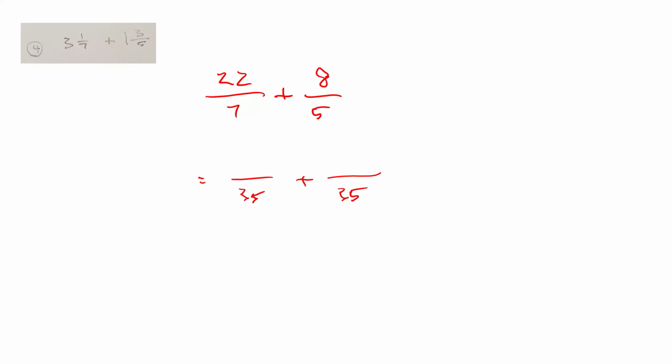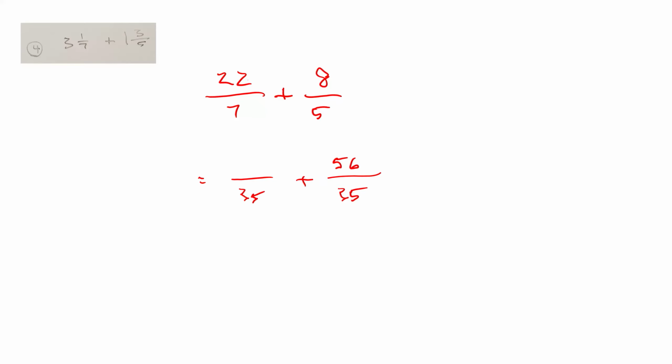Well, how do we get to 35? That 5, how do we get there? We multiplied by 7. So that 8, we also have to multiply by 7. 7 eighths are 56, so that is our numerator. And the 7, how did we get to 35? We multiplied by 5. So we have to do the same thing to the numerator as well.